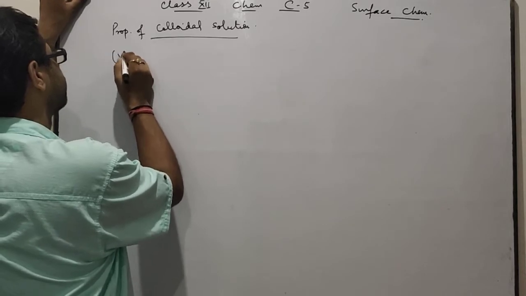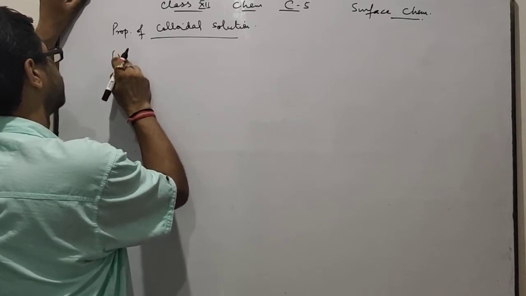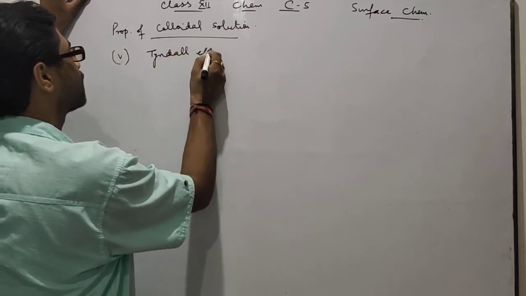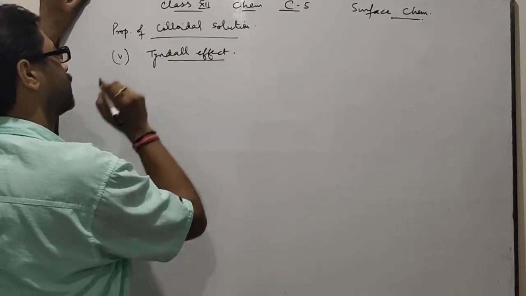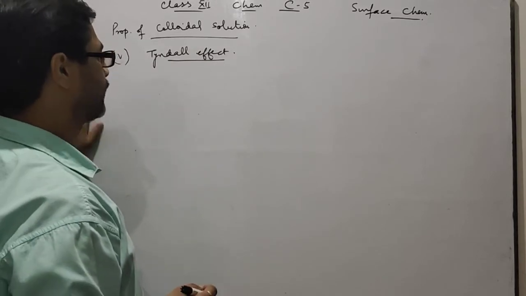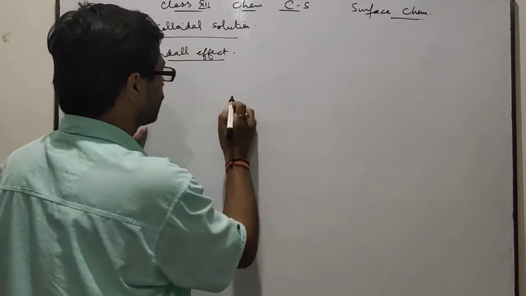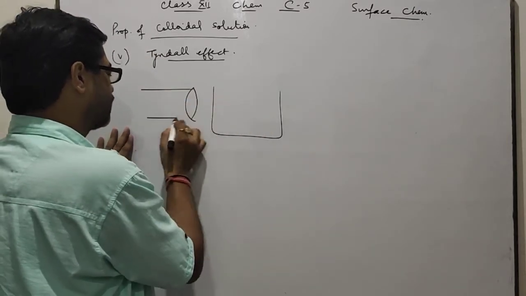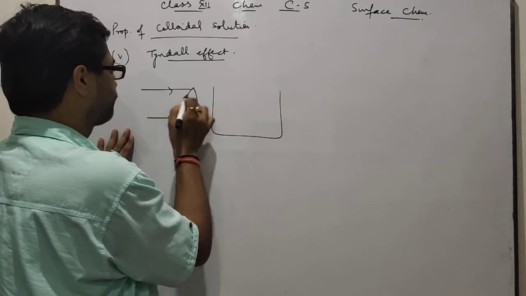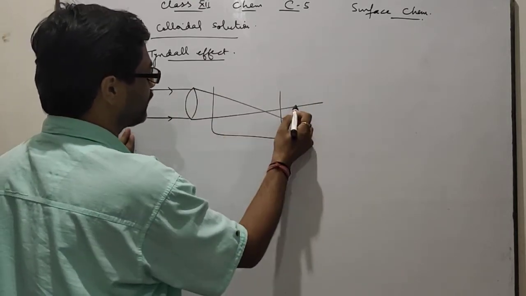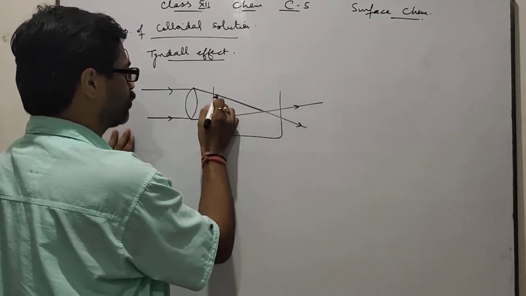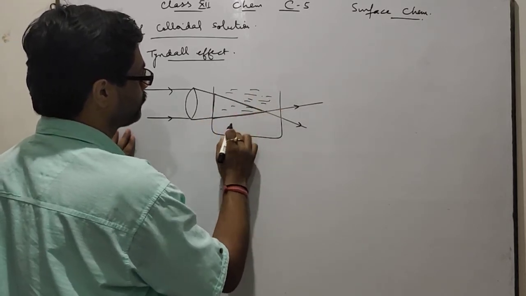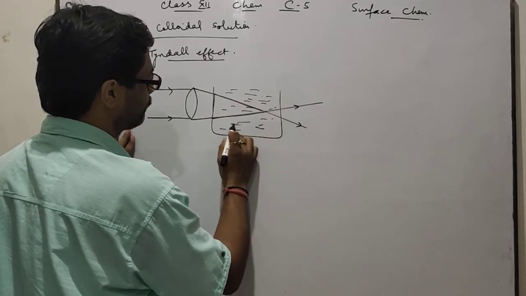Fifth one, Tyndall effect. It is a very important topic. Tyndall effect. What is Tyndall effect? When a strong beam of light is passed through a colloidal solution, the path of light appears in the form of a cone. In this vessel, colloidal solution is filled.